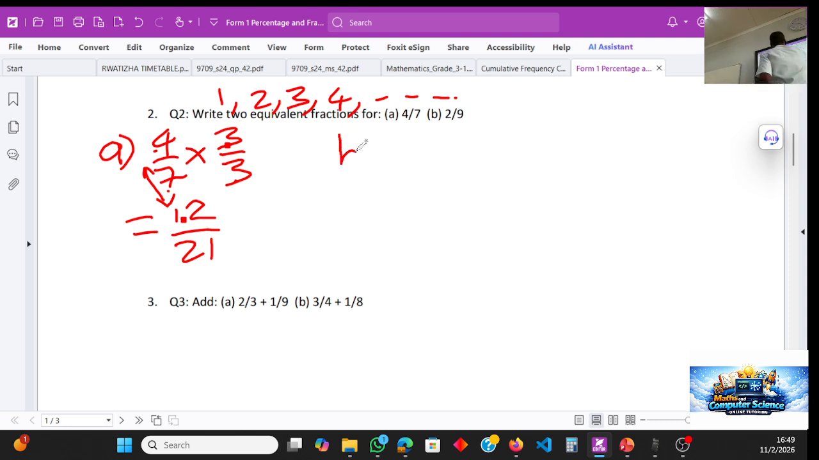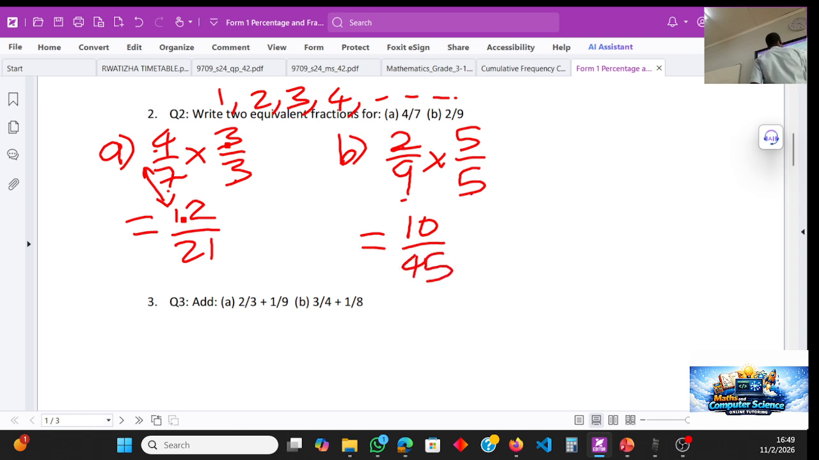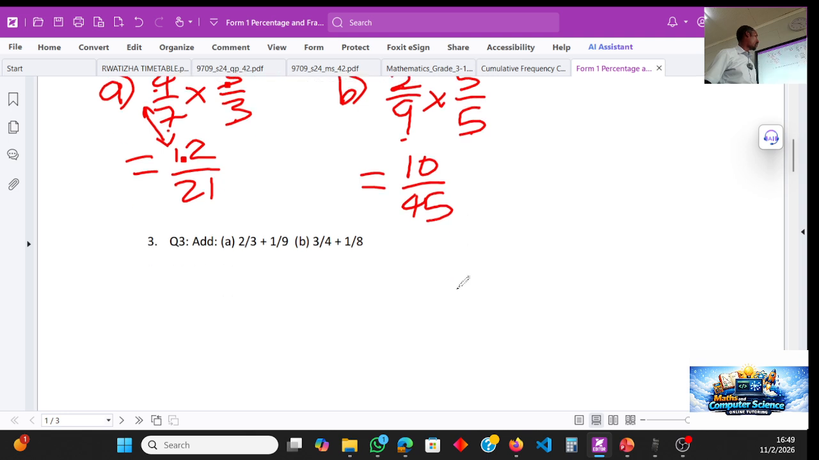So let me do the same for B. When I'm on B, I have a fraction 2 over 9. And this time, let me try use 5 to get the equivalence. So 5, if I want it to have the same value as 1, it's going to be 5 over 5. So if I multiply numerators themselves, that's 2 times 5, it will give us 10 over 9 times 5, that's 45. So in essence, we are saying 2 over 9 there is equivalent to 10 over 45.